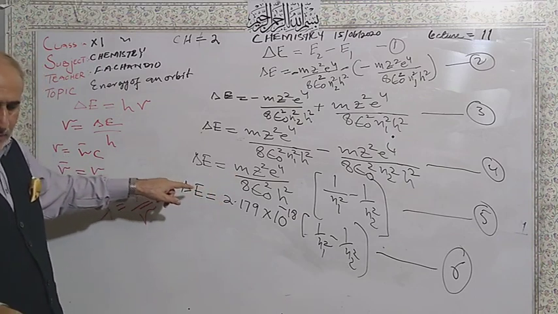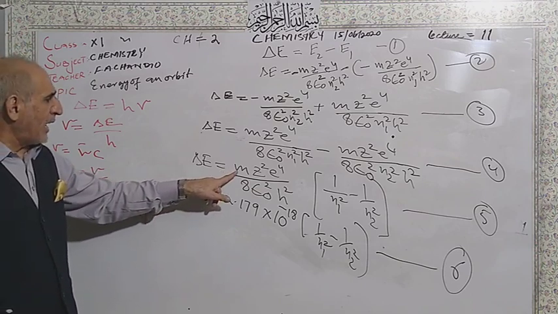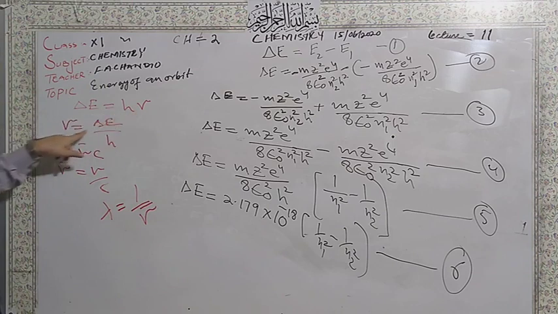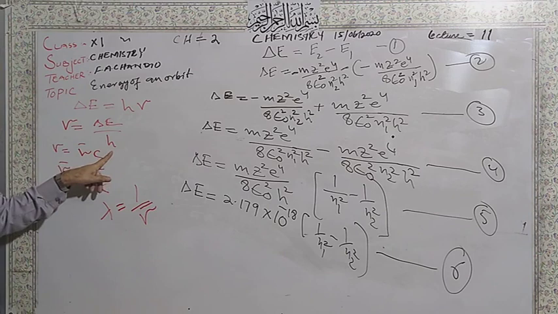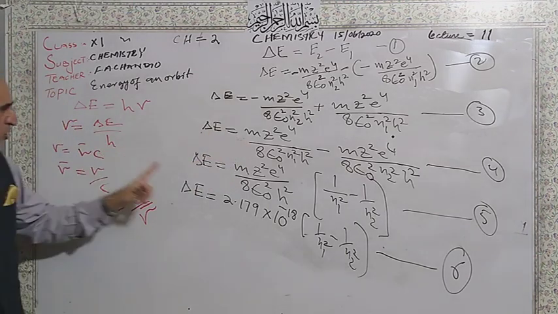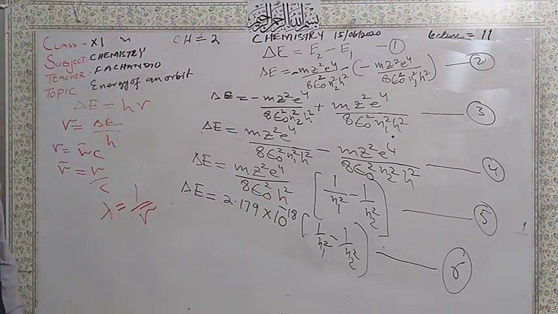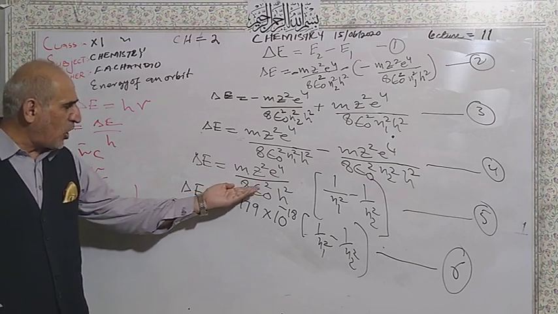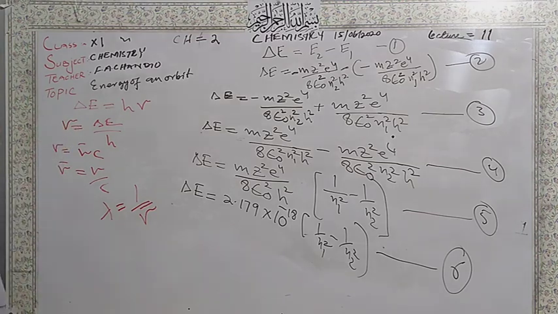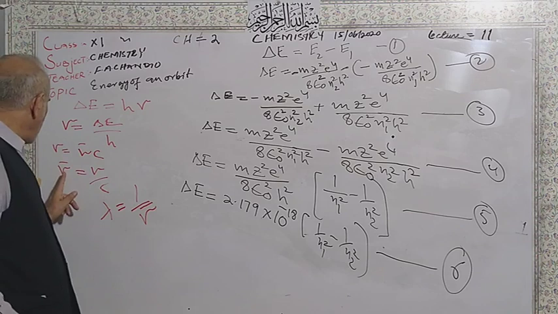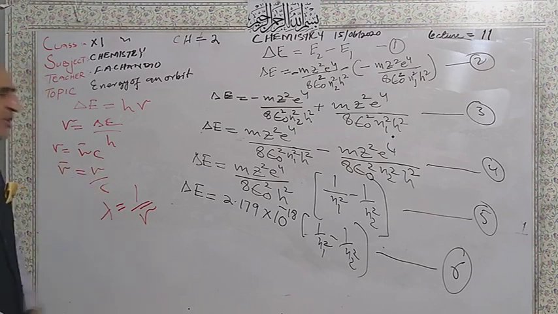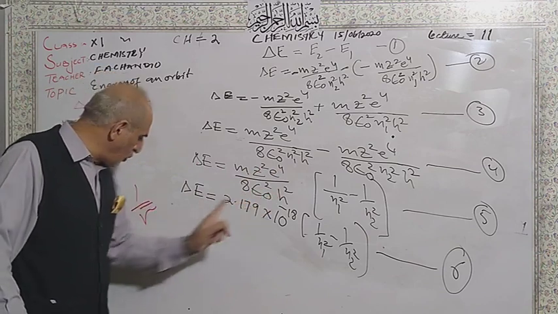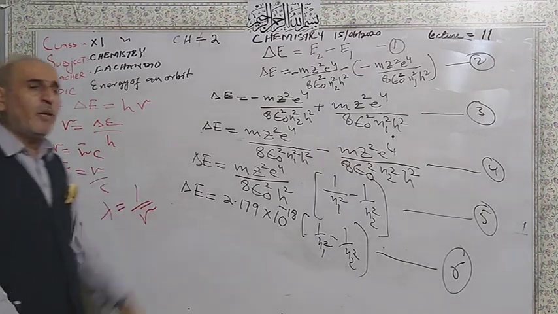This is the change in energy, delta E equals m Z^2 e^4 over 8 epsilon naught squared h squared. And you know delta E is equal to h nu, and frequency is equal to delta E over h. So this is delta E divided by h, but then it should be h cubed. So the formula for the frequency will be m Z^2 e^4 over 8 epsilon naught squared h cubed. Then if you want to calculate the wave number, wave number is equal to frequency over velocity of light, so m Z^2 e^4 over 8 epsilon naught squared h cubed c. This will be the wave number.